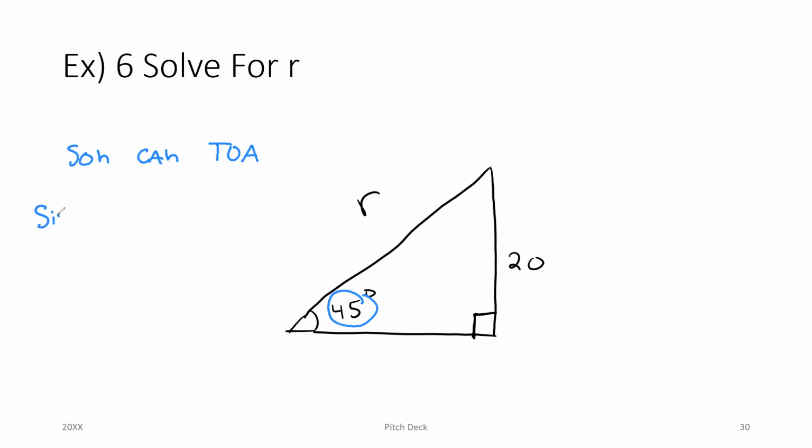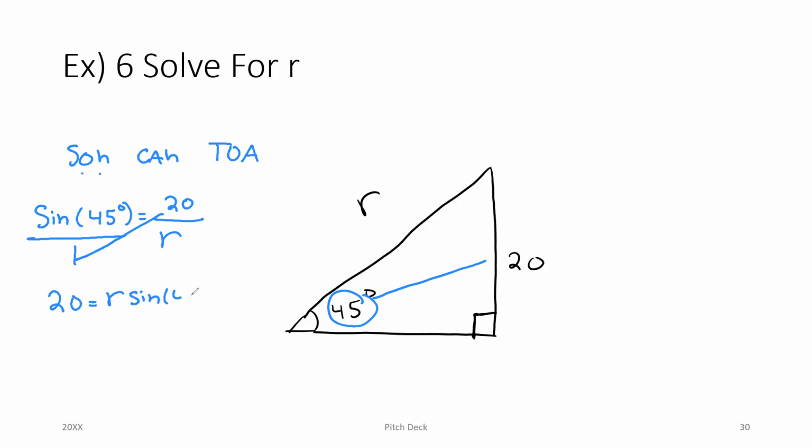If you do sine of your angle, 45 degrees, which is opposite over hypotenuse, from this angle the opposite side would be 20. And then your hypotenuse will be small r, your unknown, right? Cross multiply to solve for r. So 1 times 20 is 20, equals r sin of 45. Later on, you'll see that sin of 45 is radical 2 over 2. But right now, you can just forget about that and just put it in the calculator.